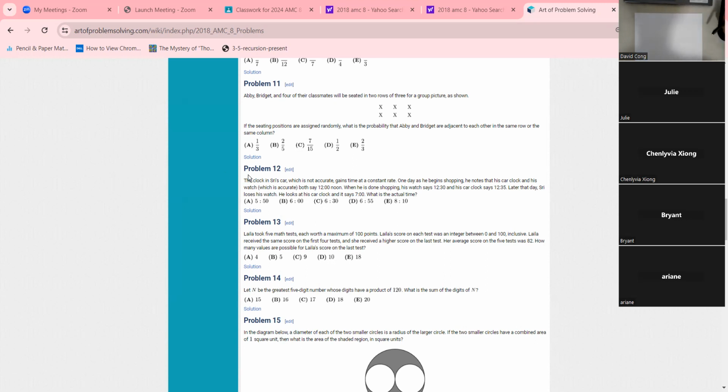Okay, 14. Let n be the greatest 5-digit number whose digits have a product of 120. What is the sum of the digits of n? Well, first, let's factor 120. It's 2 times 60, which is 2 squared times 30, which is 2 cubed times 15, which equals 2 cubed times 3 times 5.